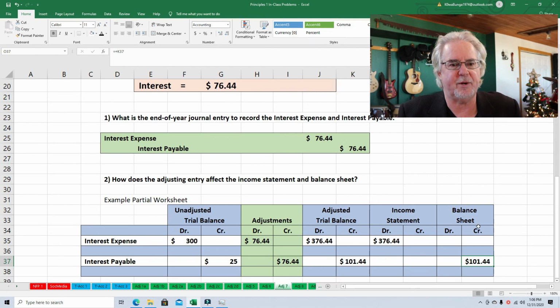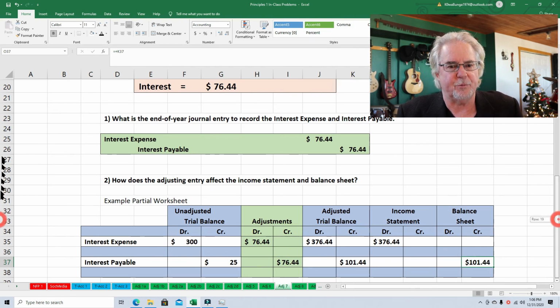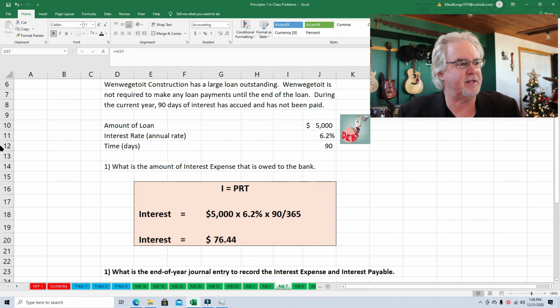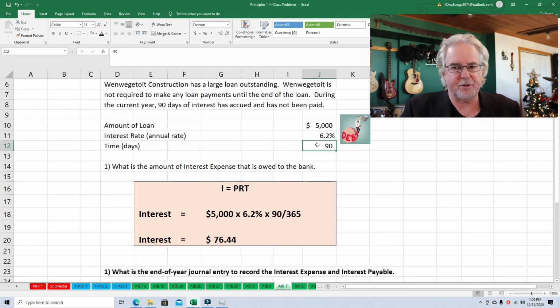So the key to the lesson here is when you're calculating interest, if it's the number of days that you're trying to use, you have to divide it by the number of days in a year. So like 90 days divided by 365. If you're doing this on a monthly basis, you would divide it by 12 months. All right, here we're dividing it by 365 days.